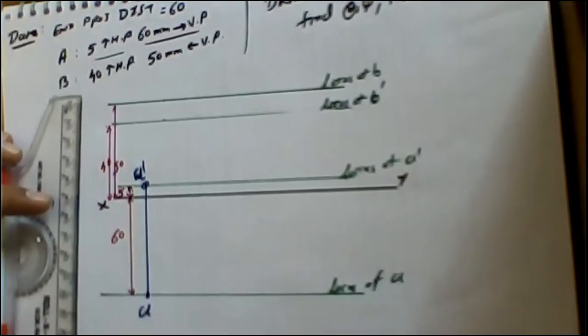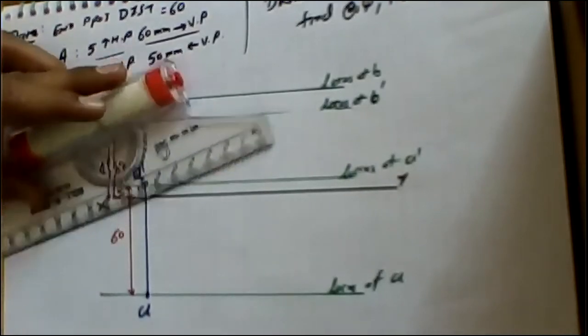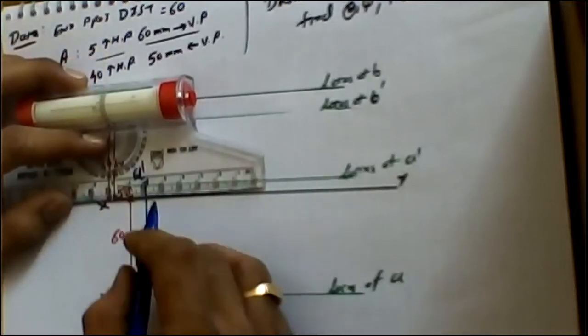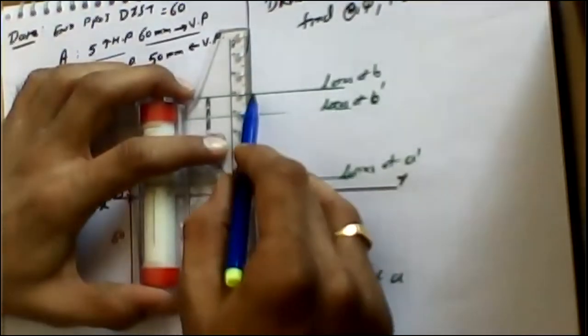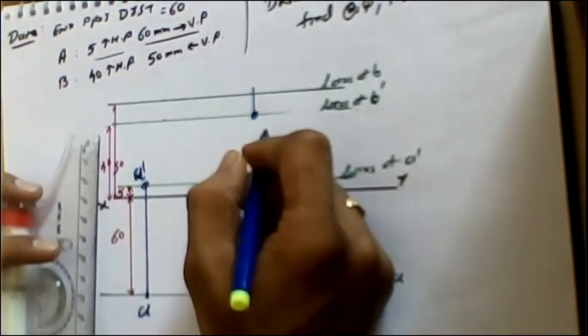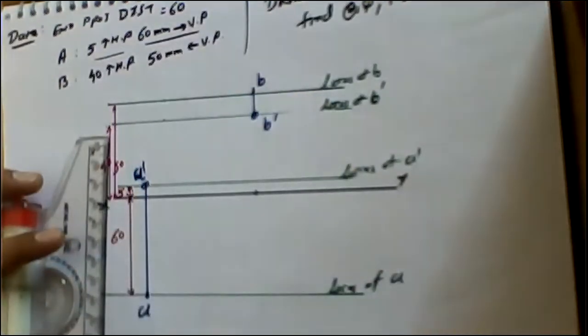Now we are having another data which is mentioning that end projector distance, which is 60 mm. So we are going for 60 mm distance from A. This is the region. And on that region we are going to draw the B dash and B line. So this is going to be B dash B line. So this point itself is going to be B dash. This point itself is going to be B.